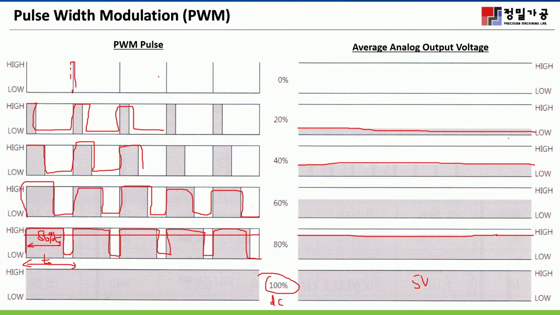I think this one is not 0. I think it is about 5% or 1%. I think 5%, because it has a signal.